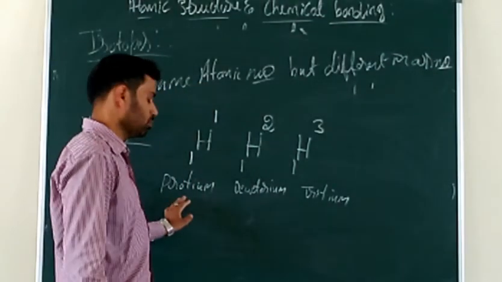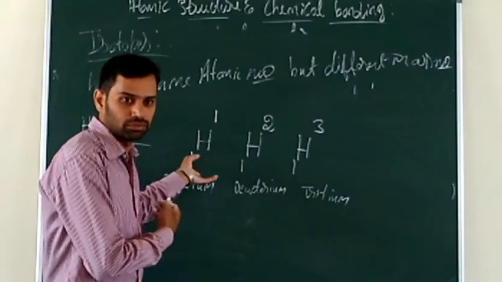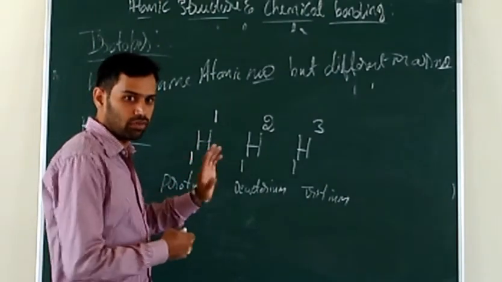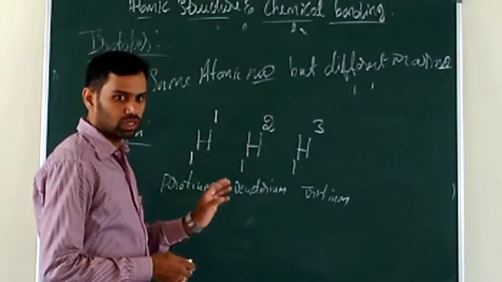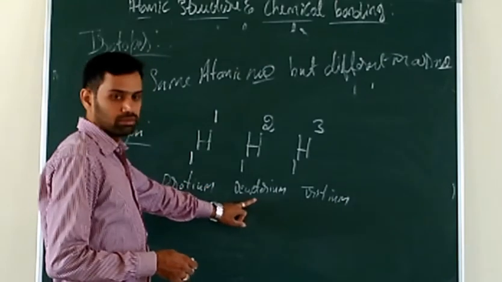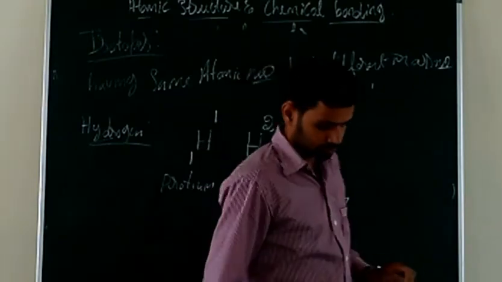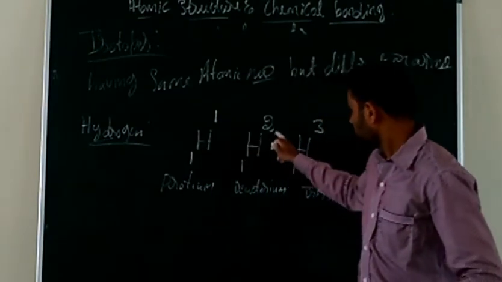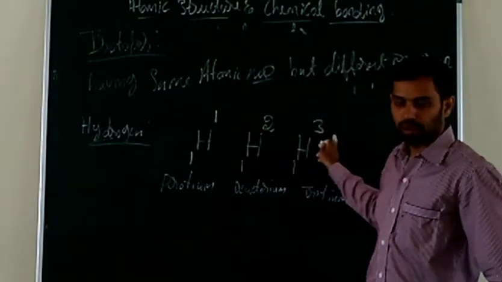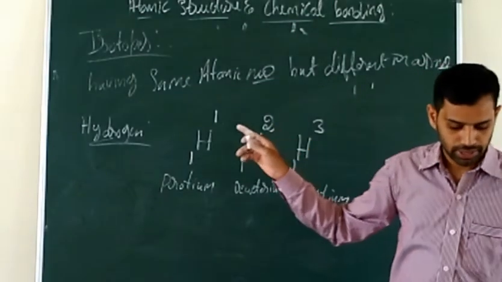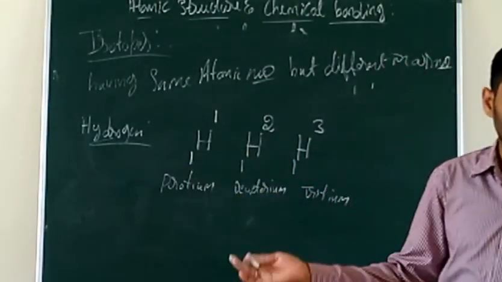So the first one, protium, does not have a neutron. Deuterium has 1 neutron present. Tritium has 2 neutrons present. So this is the mass number. What is the mass number? It is the total number of protons and neutrons.